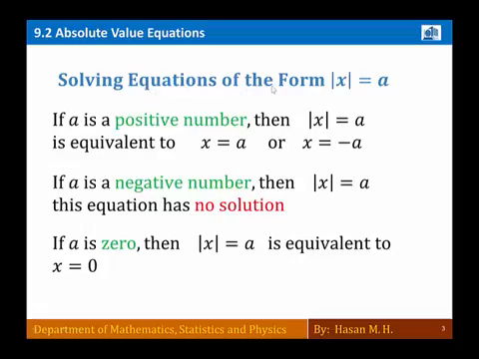Solving equations of the form absolute value of x equals a. If a is a positive number, then the absolute value of x equals a is equivalent to x equals a or x equals -a. If a is a negative number, then the absolute value of x equals a has no solution. If a is 0, then the absolute value of x equals a is equivalent to x equals 0.